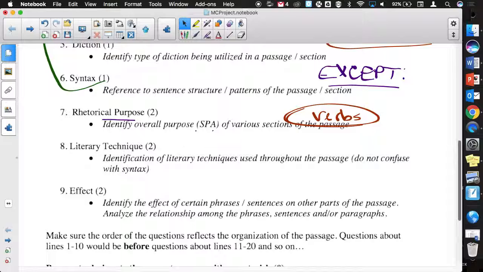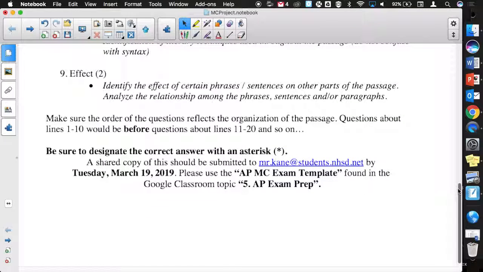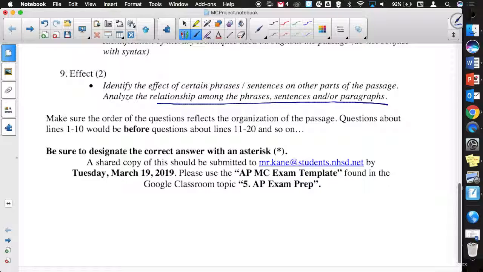Literary technique, basically rhetorical devices. Number 9 is one that folks will get a little bit of question about from time to time with effect. Identify the effect of certain phrases or sentences on other parts of the passage. This is when you're really looking at relationships among phrases, sentences, or paragraphs.